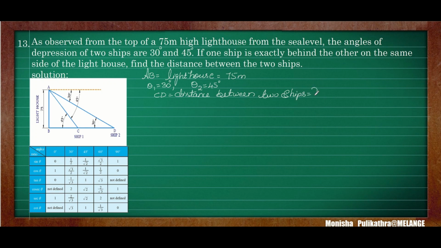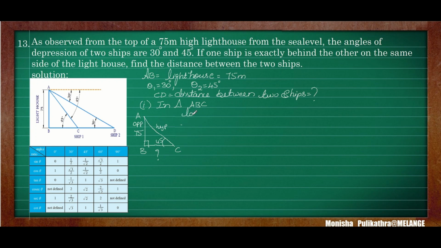So the distance between two ships we have to find out. In the first case, I will be taking triangle ABC. Triangle ABC is of this form. Here AB is 75 meter and this angle is 45 degree. The side opposite the angle is opposite, the side opposite the 90 degree is the hypotenuse, and BC we need to find out. Since the opposite side is given and the adjacent side we need to find out, we can take tan theta.